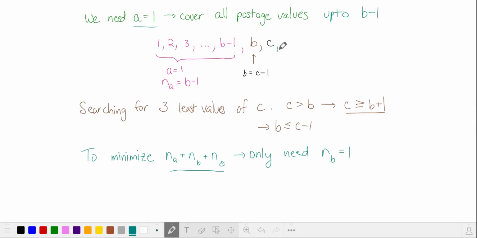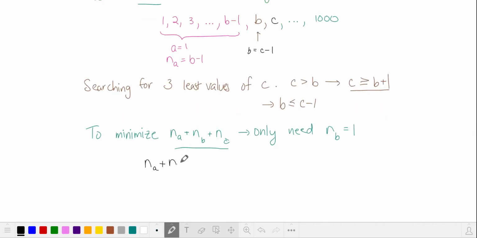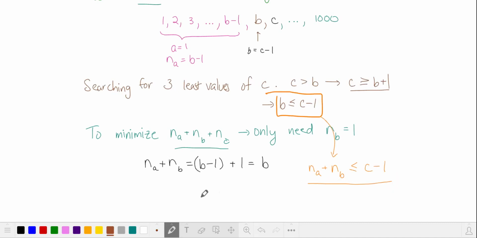For higher postage values, we can add multiples of C and B, and then all of these 1 cent stamps over and over again until we get to 1,000. This means the number of stamps with value A and B is going to be B minus 1 plus 1 more stamp of value B. Substituting here, we have that the sum of our 2 smaller stamps is less than or equal to C minus 1. Now let's see if we can get an expression for the number of stamps with the value C.